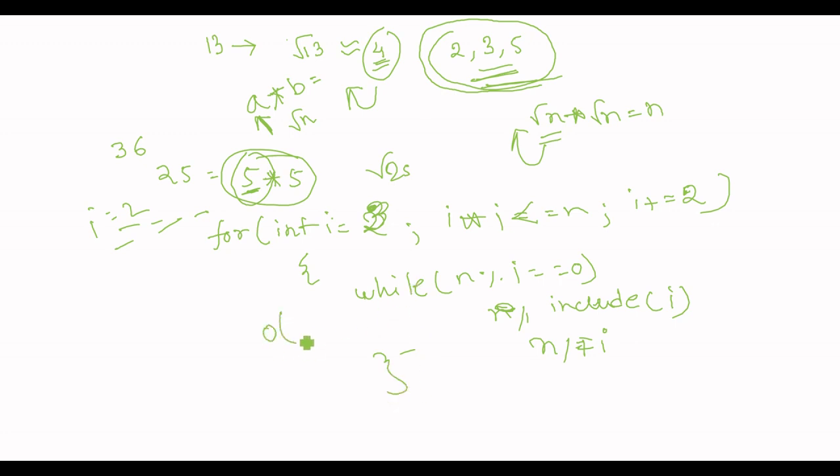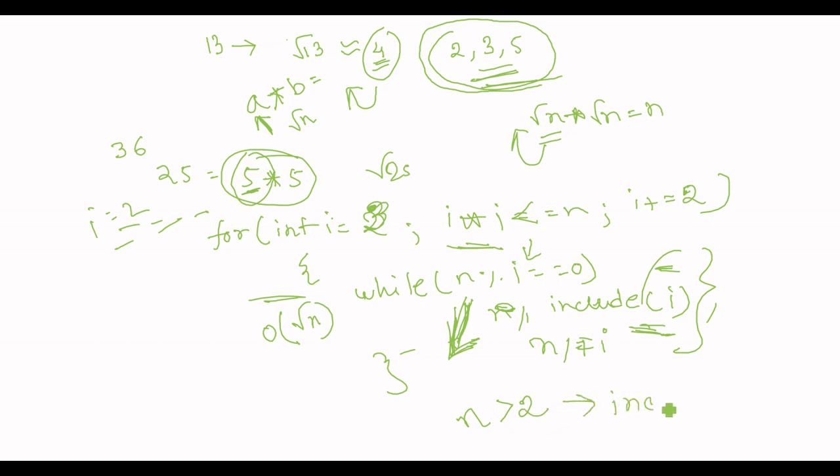Anyway it will be of order root n. You may think that there is another while loop inside this loop, but that is basically to handle repeated factors, like if there are more 2s. It will only decrease n, and at any point of time this is surely going to run for order of root n. At last there will obviously be one n left. If that is not 1 or 2, we will include that as well.